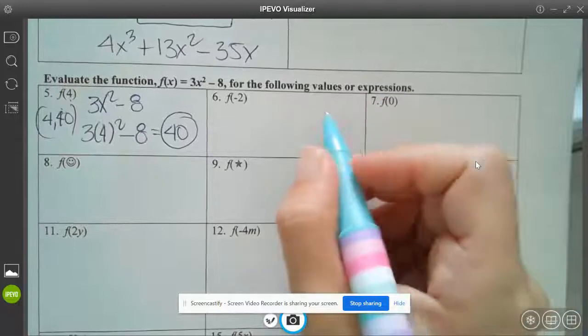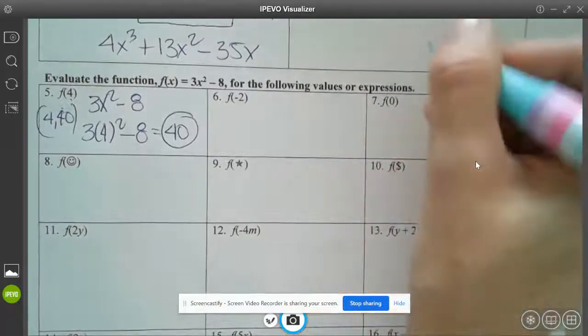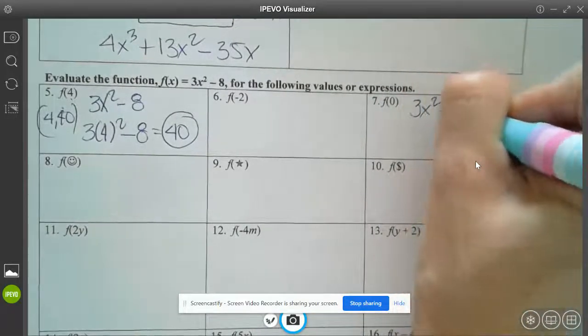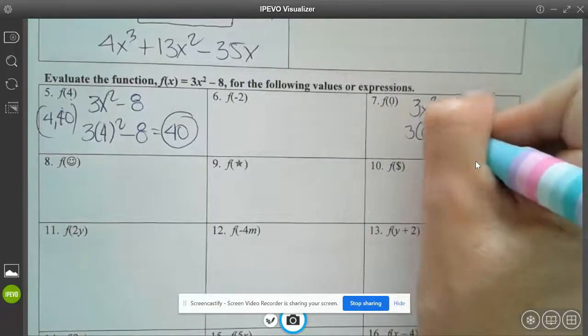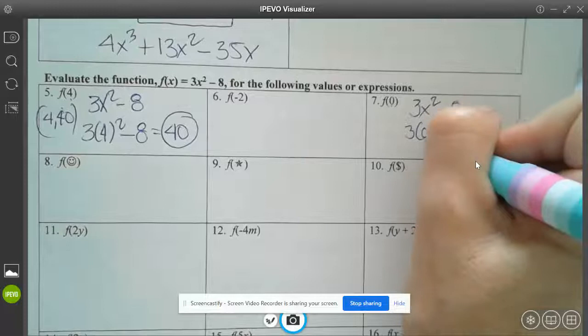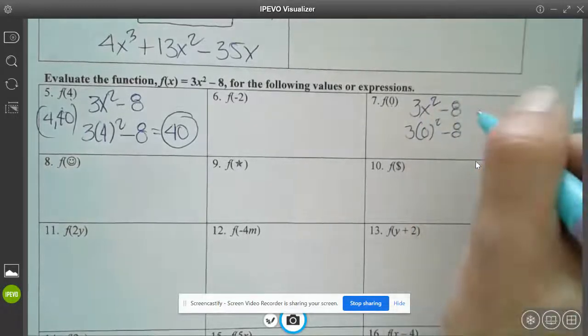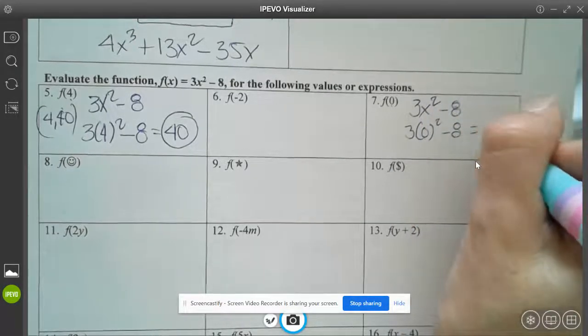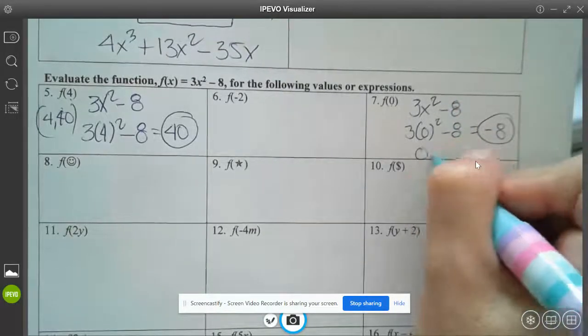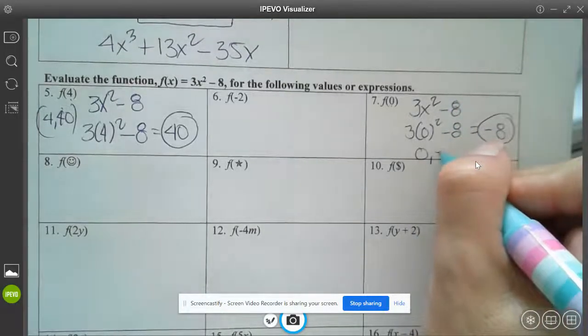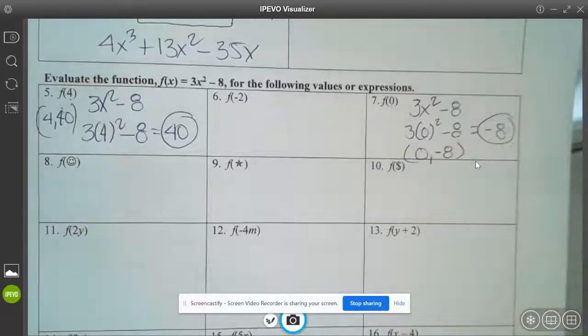Okay. All right, let's do another one just in case. Let's do this one. That's 3x squared minus 8, and the value for x is 0, so 3 times 0 squared minus 8. That is 0 times 0 is 0, times 3 is 0, minus 8, so your answer is minus 8. So when x is 0, your y, or your output, is -8.